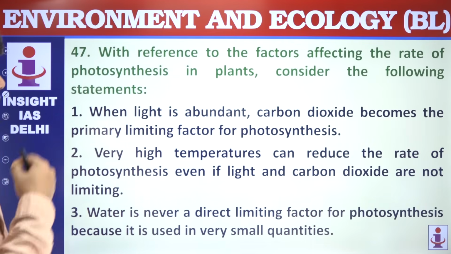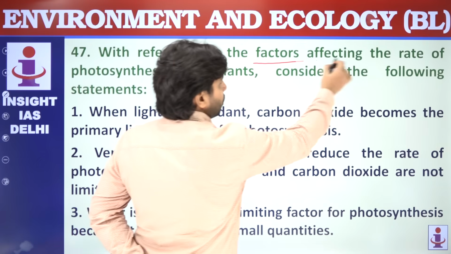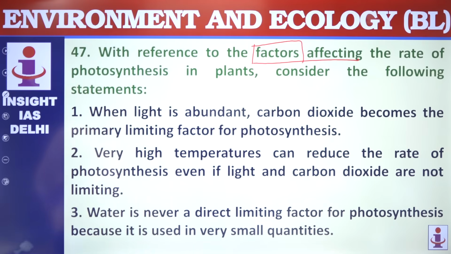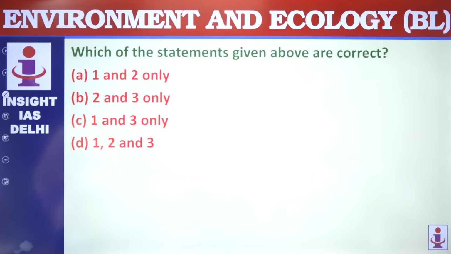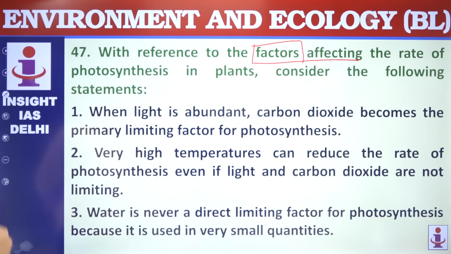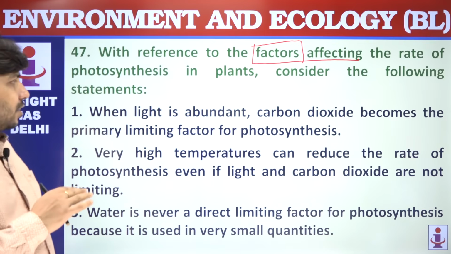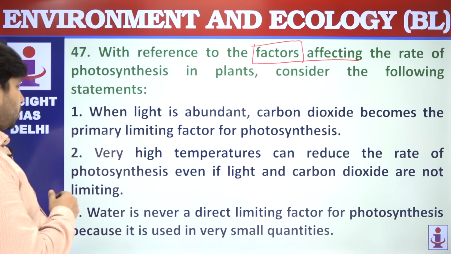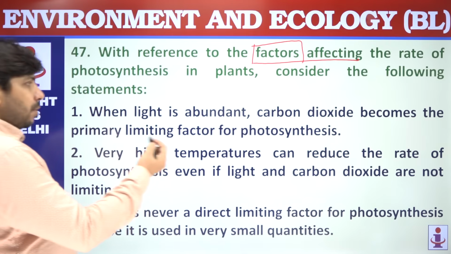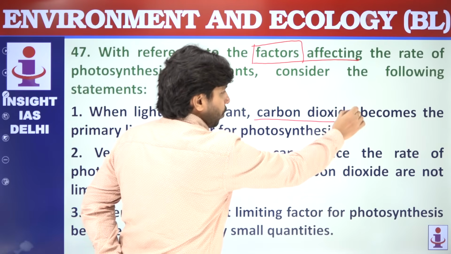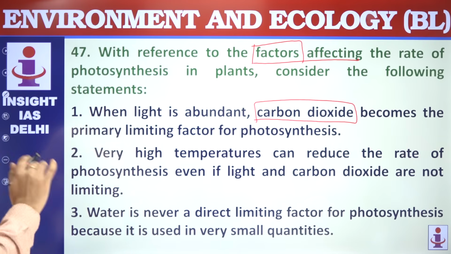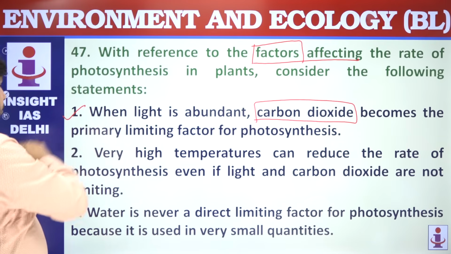Rate of photosynthesis. Factors affecting rate of photosynthesis. What are the factors that affect the rate of photosynthesis? Three statements are given over here and we need to tackle each and every statement one by one. When light is abundant, carbon dioxide becomes the primary limiting factor for photosynthesis. Yes, carbon dioxide is very much important for photosynthesis. So even if light is abundant, carbon dioxide becomes limiting factor.